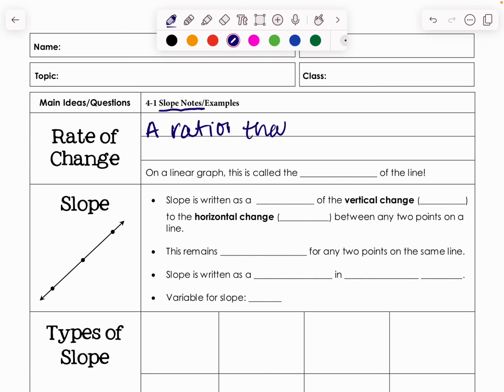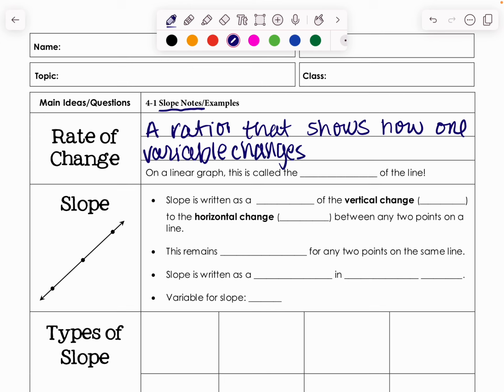that shows how one variable changes with respect to another. So you want to know, how are they changing, okay? And when we look at a graph, this is what we call slope of a line. So you need to know that rate of change and slope are interchangeable, okay?